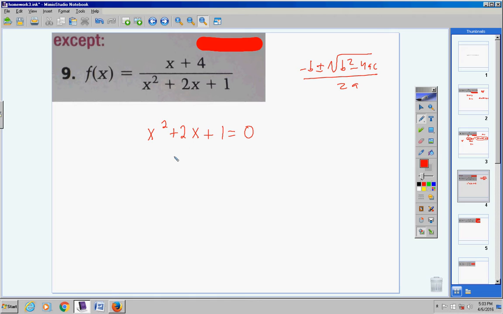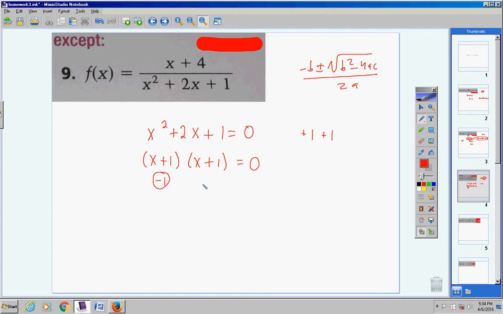We have a trinomial. The exponent here is twice as big as the exponent here. And your lead coefficient is 1. That's pretty easy. What two numbers when multiplied together give you 1? When added together give you 2? Well, a positive 1 times a positive 1 is 1, and 1 plus 1 is 2. So it looks like to me the factorization would be x positive 1 equals 0.